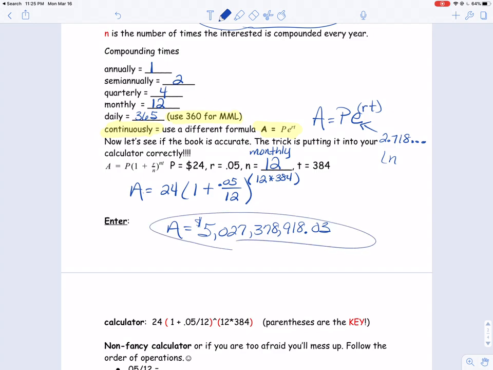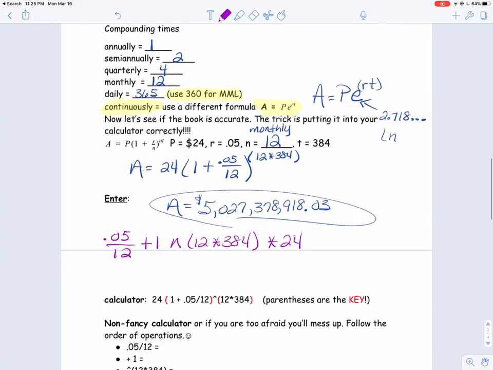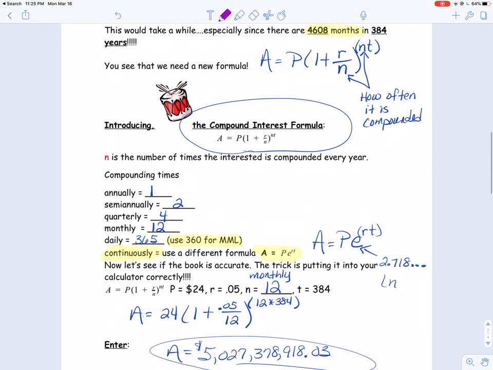All right, if you do have trouble getting this in your calculator, use order of operations. You can say 0.05 divided by 12, then add the 1, then raise it to the 12 times 384, and then times the 24. That's just following order of operations. I really think you can probably put it in your calculators just like it looks. Most of you have the gray and white calculators, the graphing calculators, or something comparable. Let me know if you struggle. All right, so that's going to end this video, and I'll pick up on the next page, and we'll finish out this section with some practice problems.